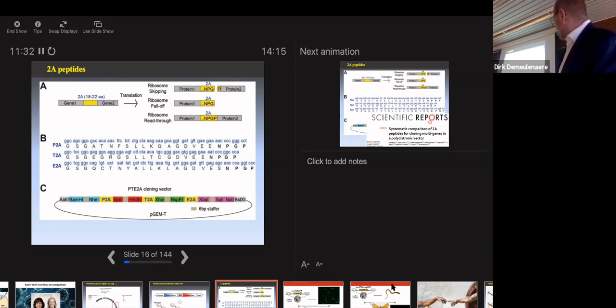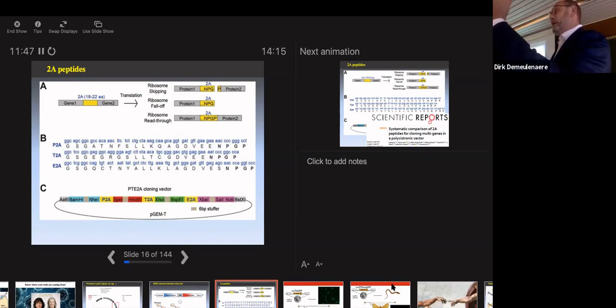So what will happen? If you make a cloning, so you take the sequence of a first protein, so they call it gene, it's not correct, it should be open reading frame. So you take the sequence of a first protein, then you make in a single open reading frame the sequence coding for the peptide. Let's say we use T2A, then the sequence of your second protein.